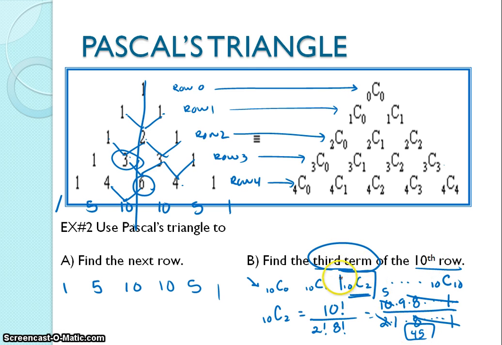Now only having to find 10 choose 2 was a lot easier and simpler than expanding out Pascal's triangle, and this huge triangle all the way out to the 10th row. So these are called the binomial coefficients. It's equivalent to Pascal's triangle, but often the binomial coefficients are more simple when you need to get to further down rows.